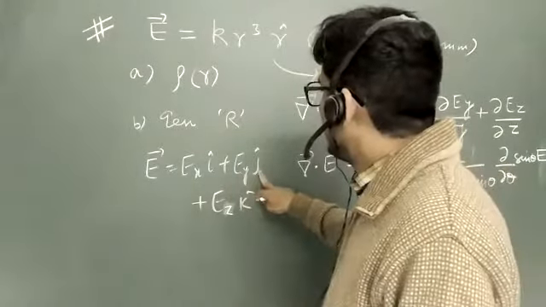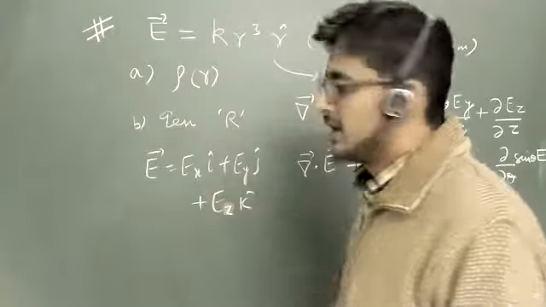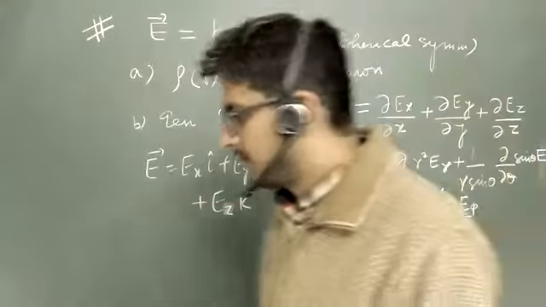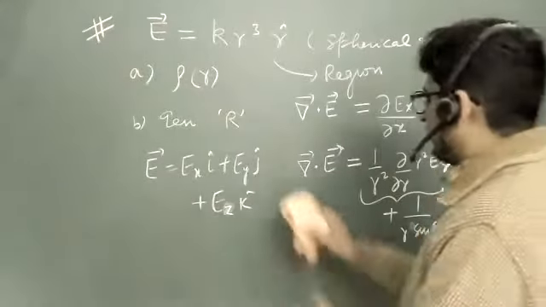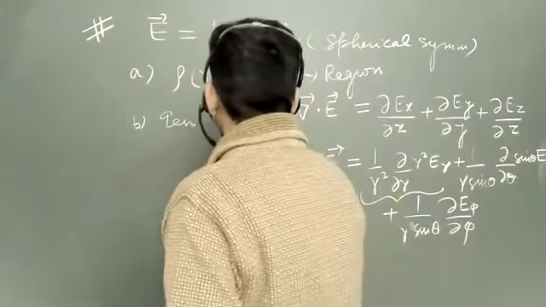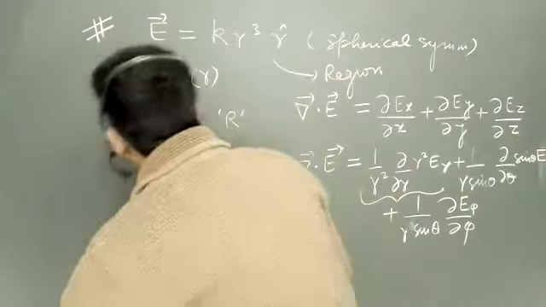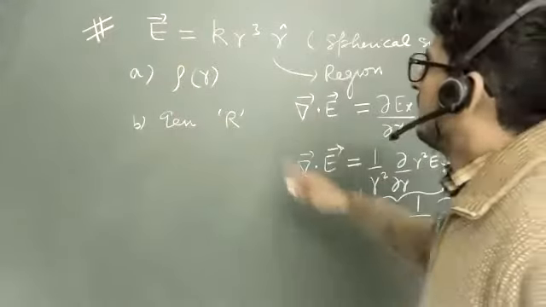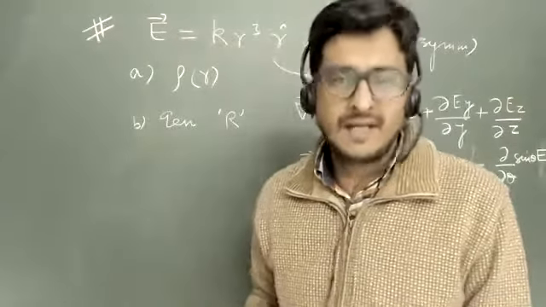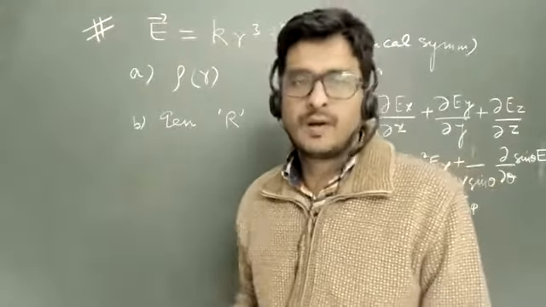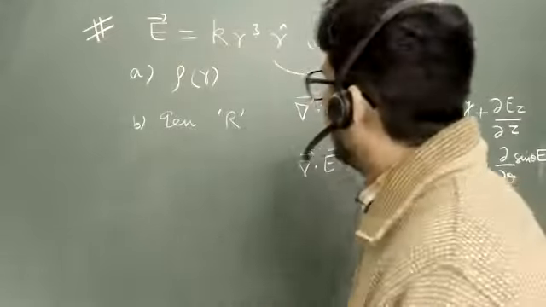This is the coefficient of J cap, and this is the coefficient of K cap. That's it, the purpose of that is this much only. Okay. So here you have only a function of R. That means only E_R is there. E theta and E phi are 0, right? No component of theta and phi is there.